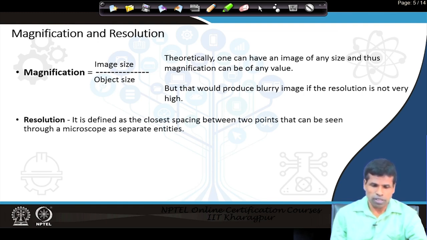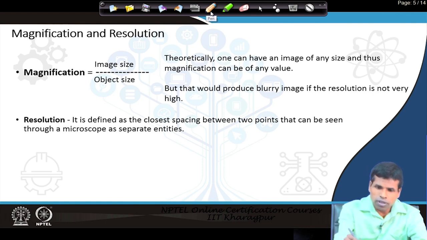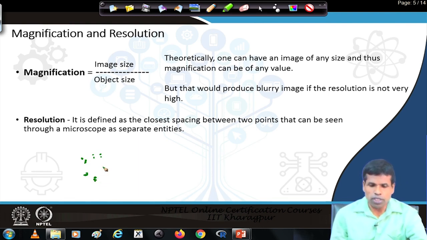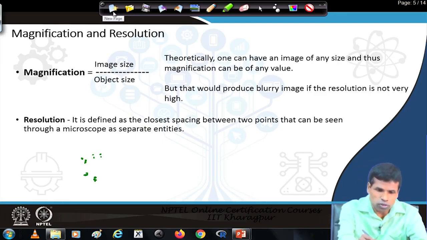Then what is this resolution? It is defined as the closest spacing between two points that can be seen through a microscope as separate entities. Like if we have two spots here and I could see these as separate entities, then I can say this is my resolution. Let us say I have another 2 points which are much closer than this, then my resolution is even better. If these two spots are far away, then resolution is worse. So, for resolution, the spacing between two points or objects should be as small as possible. If the value is small, that means we have better resolution or higher resolution.